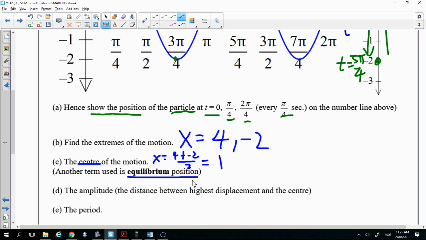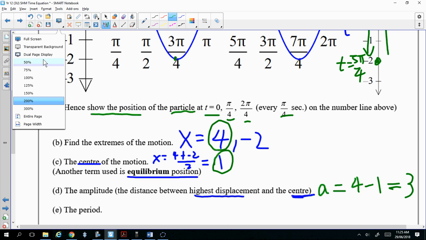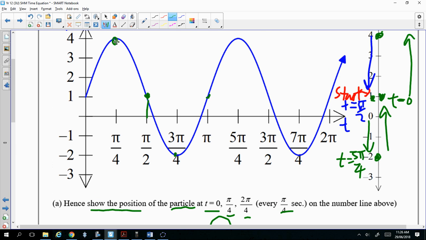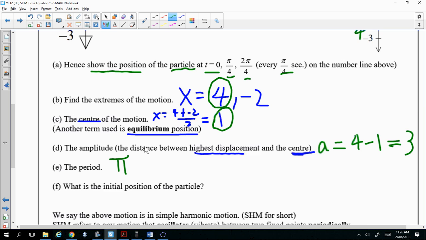Next we're going to look at the amplitude. The amplitude is defined as the distance between the highest displacement and the center. So the highest displacement is 4, the center is at 1, so the amplitude, which is A, is 4 minus 1, which is 3. And then the period is how long it takes to repeat. It takes pi seconds to repeat, so the period is pi from the graph. And then we'll find the initial position of the particle. The initial position is 1. It starts from 1.